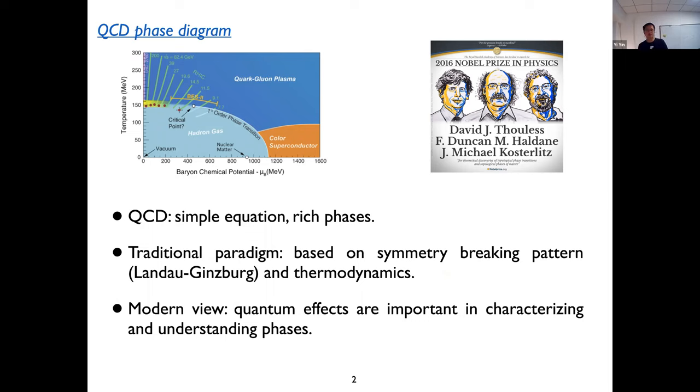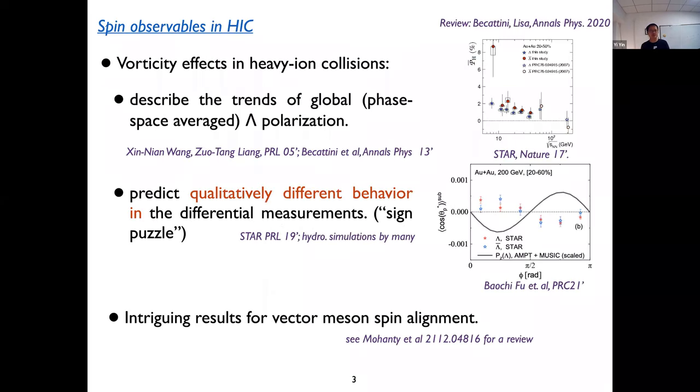And now we have a very good answer to this question. It's basically due to the efforts of our experimental friends. We now see very beautiful measurements of observables associated with spin. And this slide just gives you some important examples.